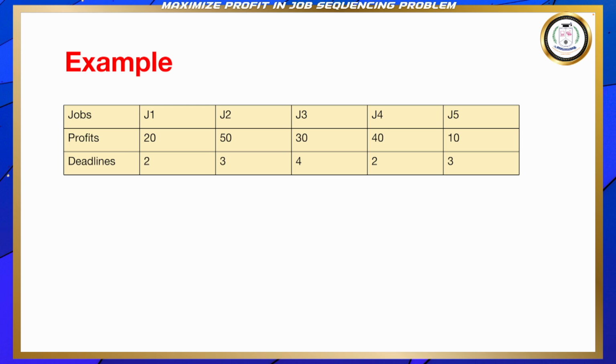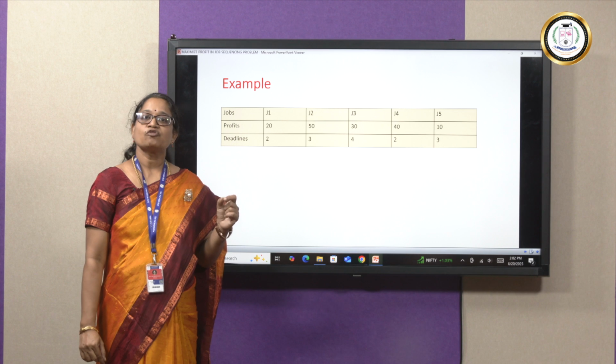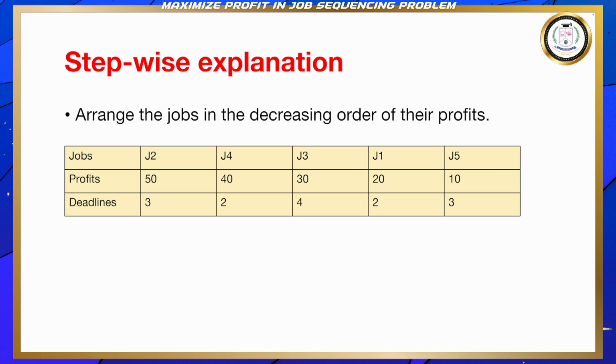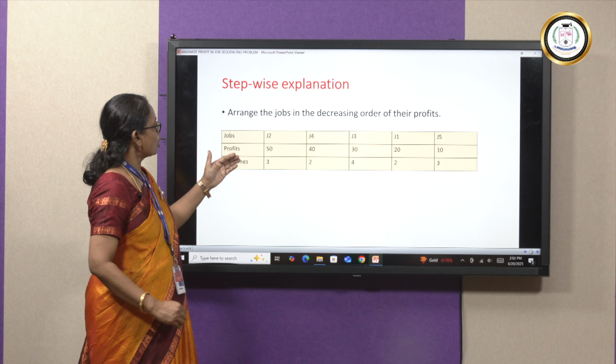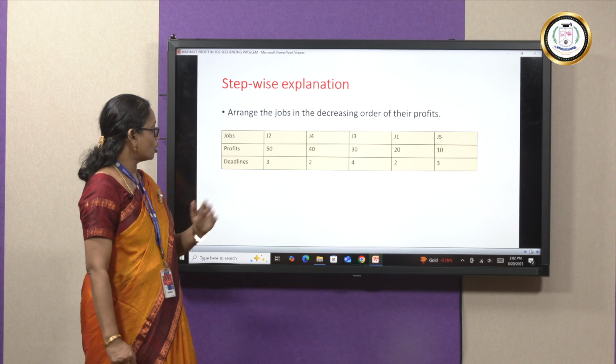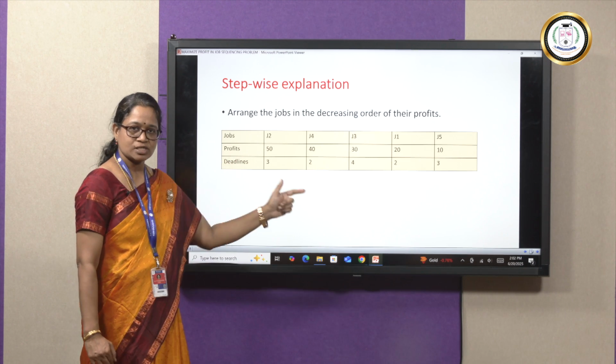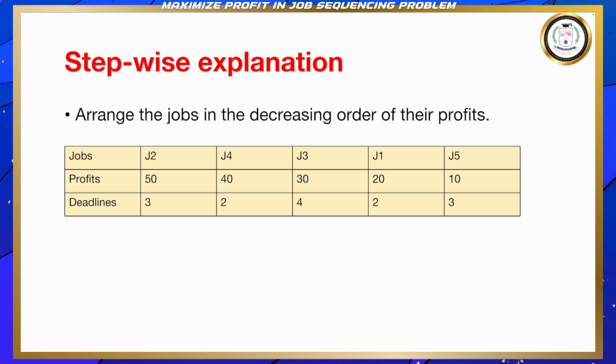Let's see an example. Here there are 5 jobs given, J1 to J5. The profits and deadlines for each job are also given here. Our very first step is to arrange the jobs in the decreasing order of the profits. So now we have arranged the jobs in the decreasing order of profits, and the corresponding deadlines are also listed here.